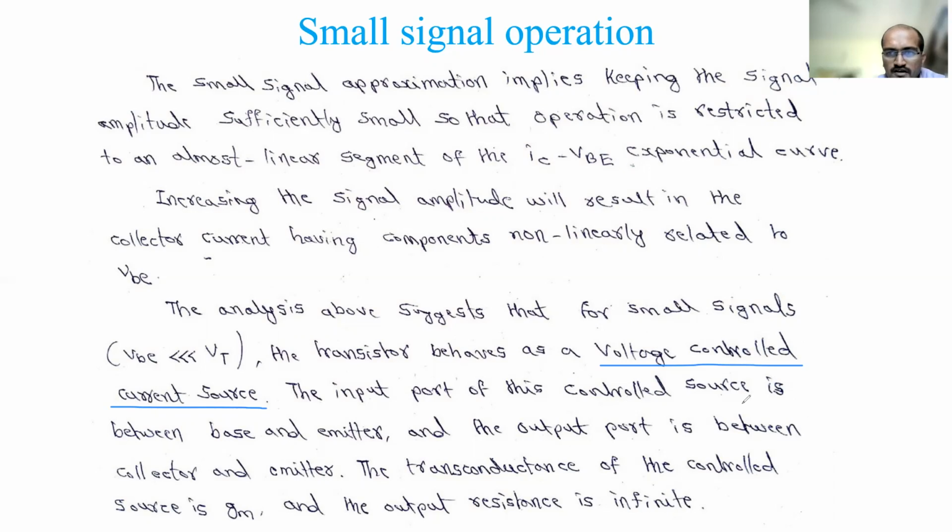The input port of this controlled source is between base and emitter, because it is a common emitter configuration, and the output port is between collector and emitter. So here we will see the voltage controlled current source. The transconductance of the controlled source is gm, and the output resistance is infinite.